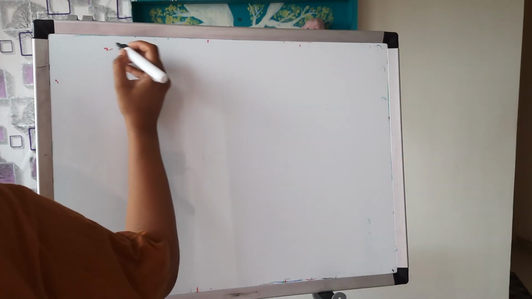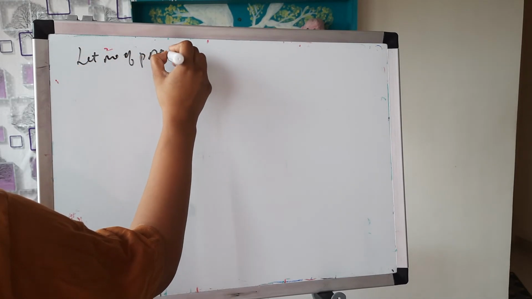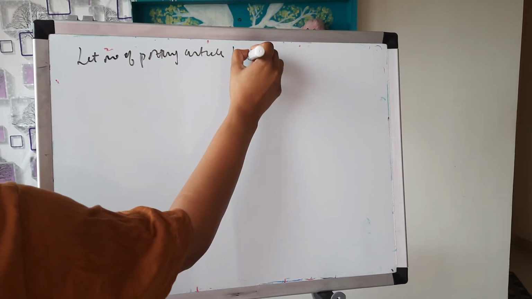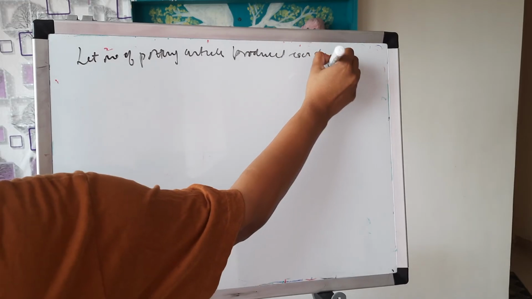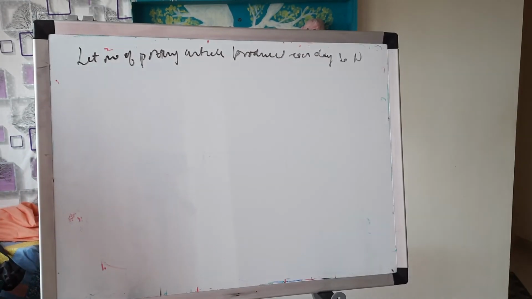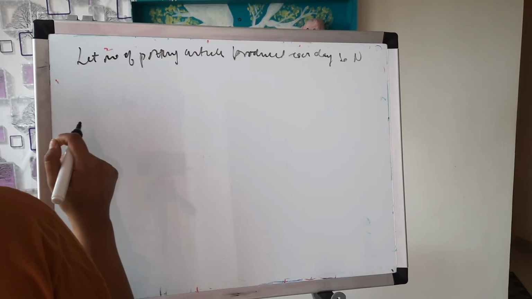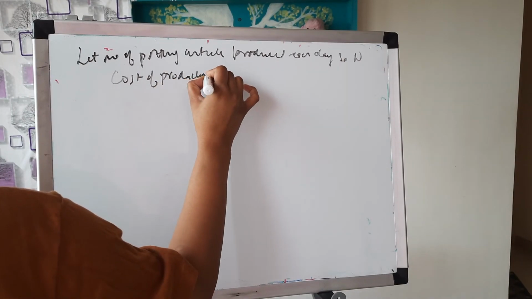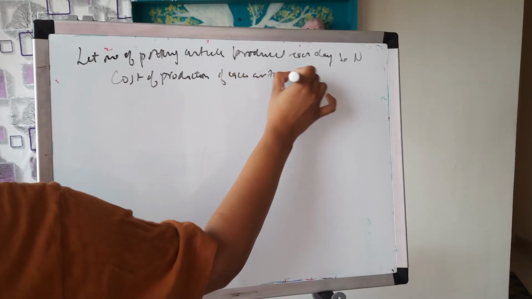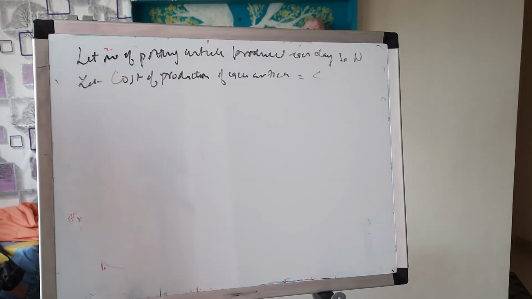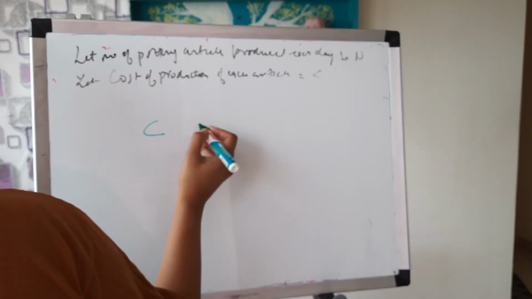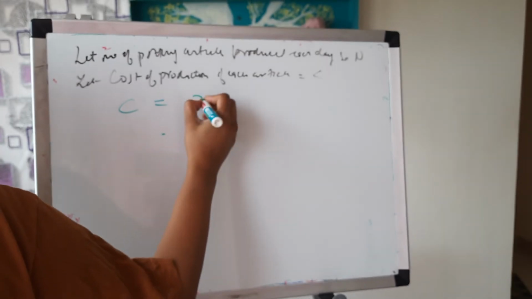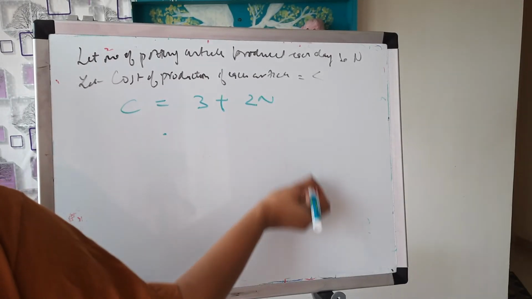Okay, reading the next question. A cottage industry produces a certain number of pottery articles in a day. So let the number of pottery articles produced each day be n. It was observed that on a particular day the cost of production of each article was 3 more than twice the number of articles produced. So let the cost of production of each article be C. So this is one equation.